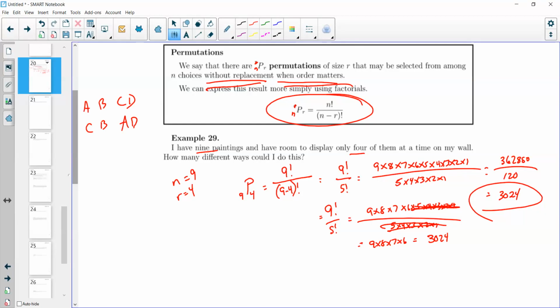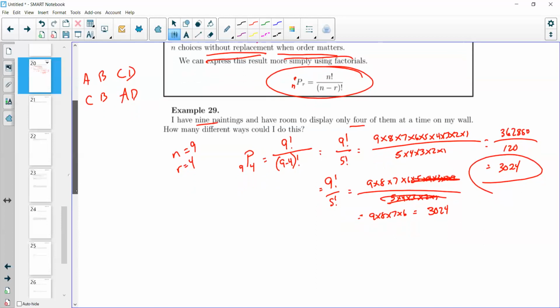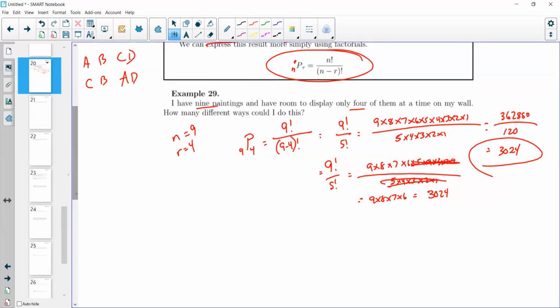Now, back in the dark ages, when I learned to do this, we weren't allowed to use calculators. So we learned another trick. 9 factorial over 5 factorial is simply 9 times 8 times 7 times 6 times 5 factorial, because I have 5, 4, 3, 2, 1. These cancel out, and now I just have this, which again, I hope comes to 3,024.